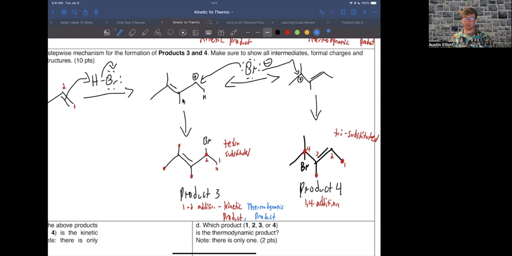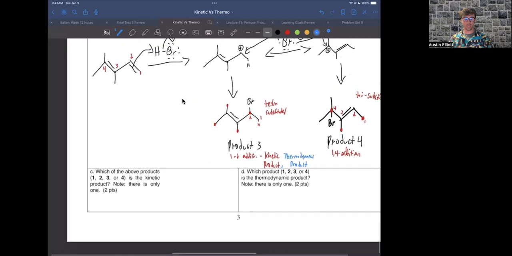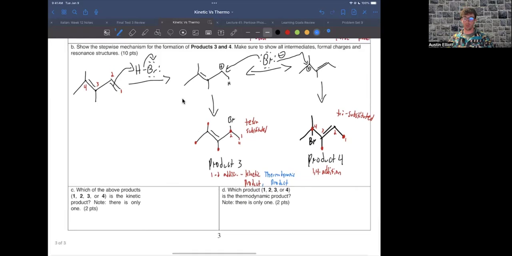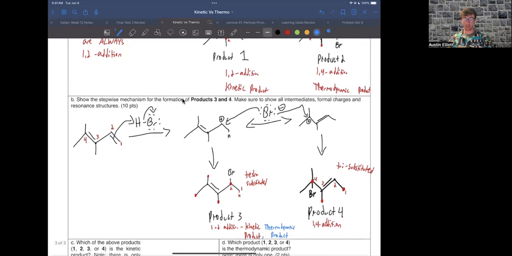So in this case, product 3 is both the kinetic and the thermodynamic product, and product 4 is just kind of chilling there. It doesn't really get a name in this case. But now we move on to the end. We're looking at which of the above products is the kinetic product. Note there's only one. If you remember, we decided that product 1 and product 3 are both kinetic products. So now we have to decide which one of the kinetic products is the most stable product.